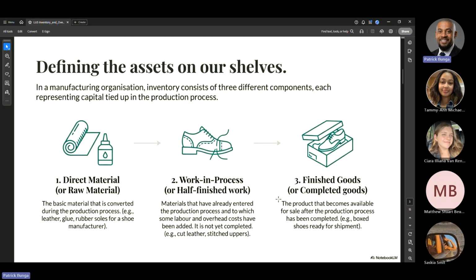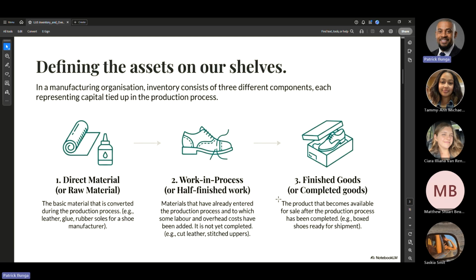It's like your input. Remember, when you're looking at your economics 101, you always talk about input, processing, and output, right? So the same thing here. So when you're looking at your direct material, those are the premium material that you're going to use and transform. For example, for shoes, yes, leather, glue, rubber soles for a shoe manufacturer, right?